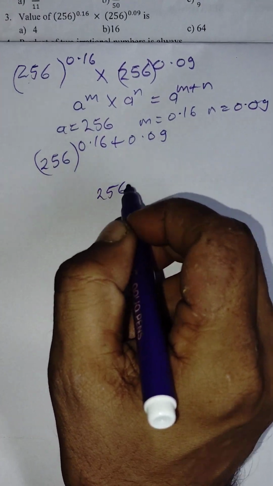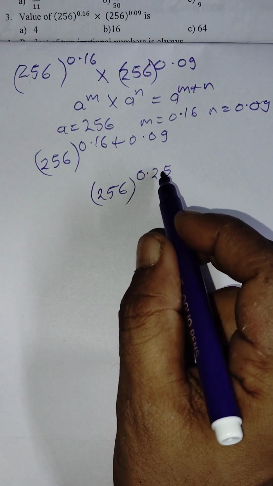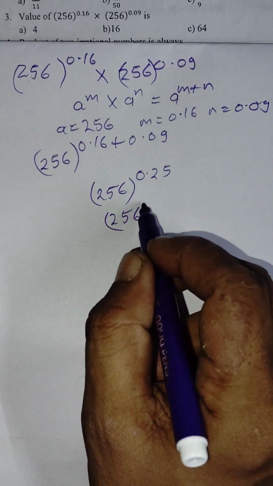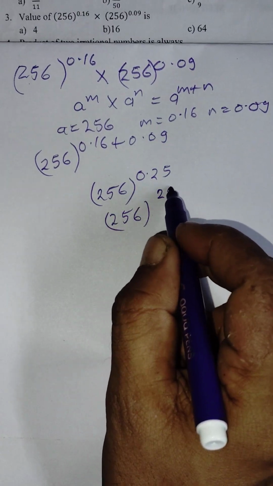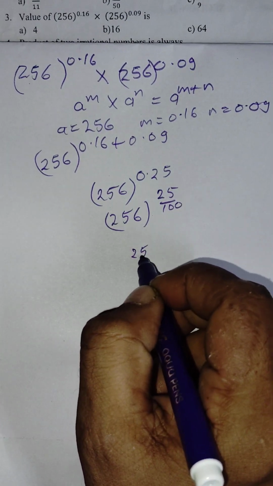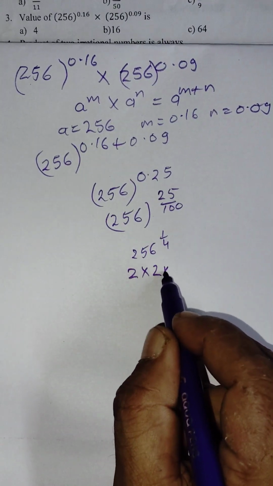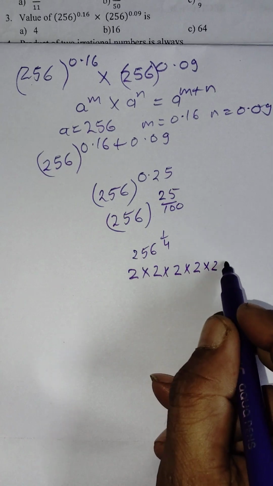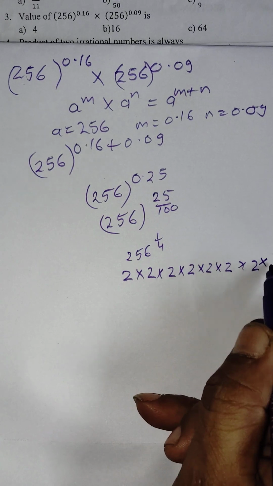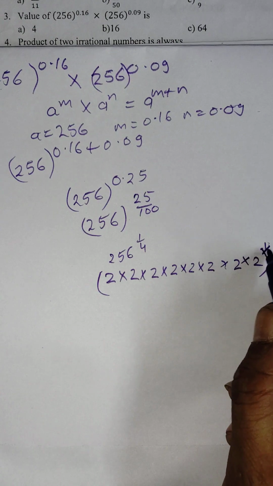So 256 power 0.25. Removing the decimal, we get 25 upon 100. Cancelling 25 into 100, 4 times, we get 256 power 1 over 4. 256 is nothing but 2 into 2 into 2 into 2, 8 times. After factorization it can be written as 2 raised to power 8, and power 1 over 4.